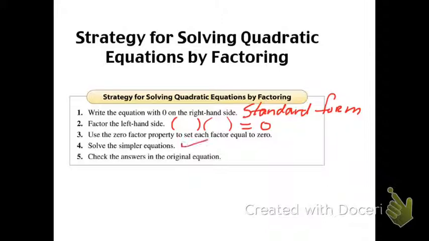Solve the simple equations and then make sure to check your answers in the original equation. Go back to the very beginning, because if you made a simple mistake in setting it equal to 0, you'll catch it then.